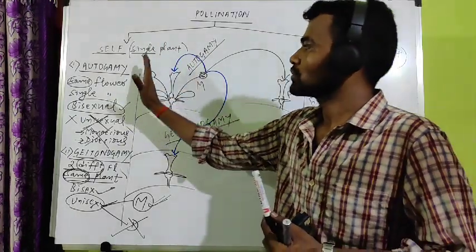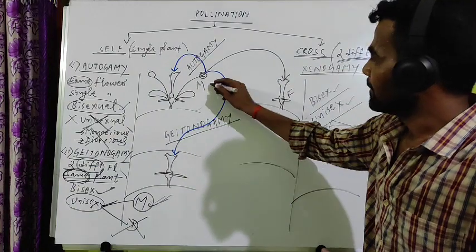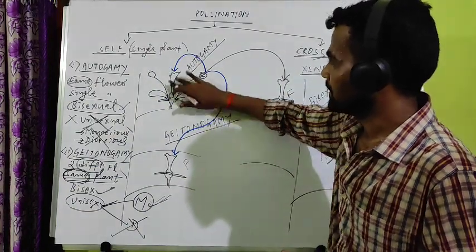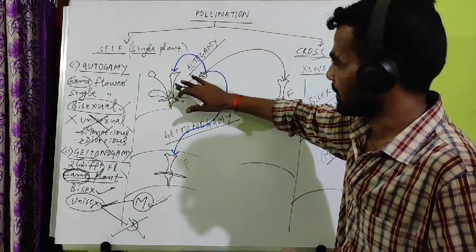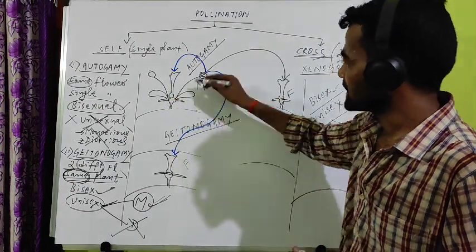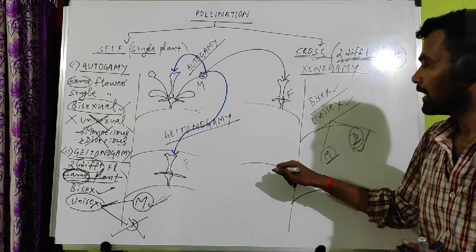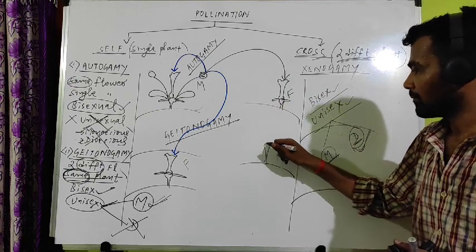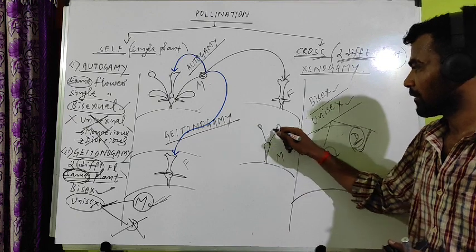Imagine this is a monoecious plant. Monoecious means male and female are found in single plant. Delete this, then make it male. Delete this female part. Remove this female part. So male, female are found in single plant. Similarly, here let female and lower part there is another male flower. Let this be the male flower.